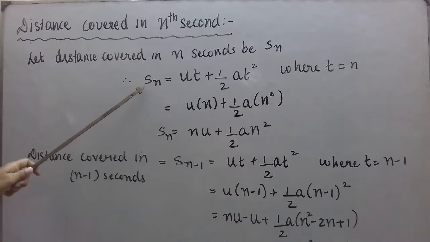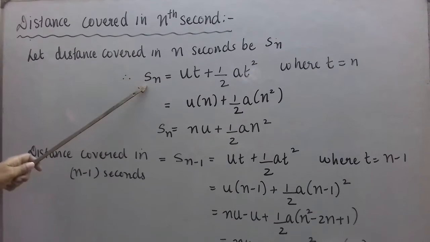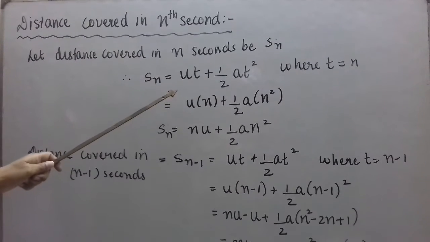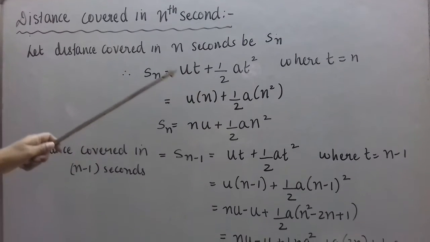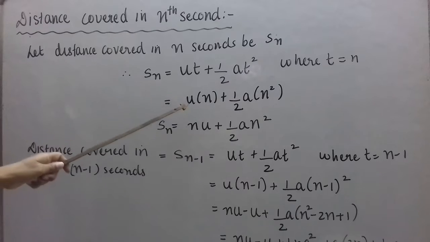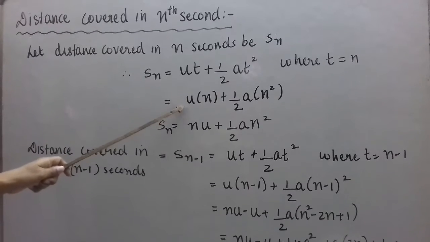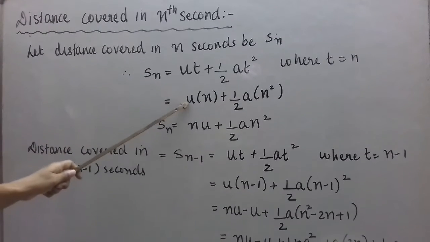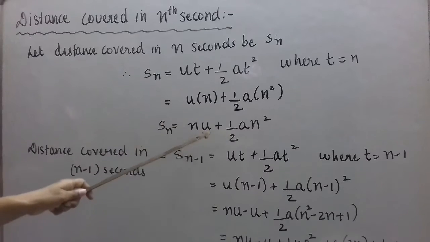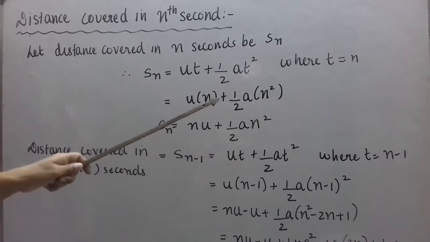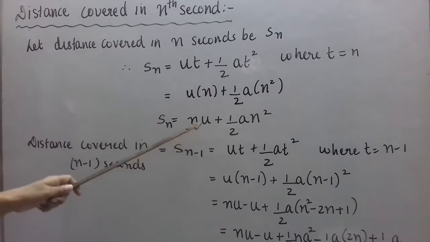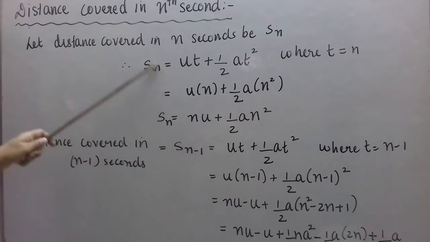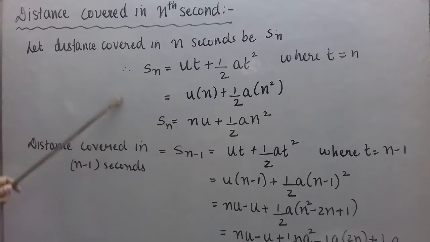So we can use the second equation of motion. Sn is ut plus half at square, where time t is equal to n seconds. So just put the value of t as n here. So it becomes Sn is u into n, nu, plus half into a into n square, half a n square. So Sn is nu plus half an square. It was very simple, I guess, here.